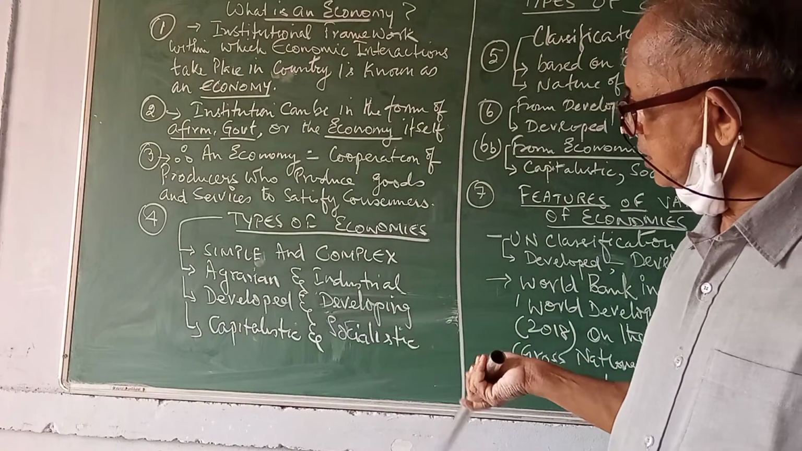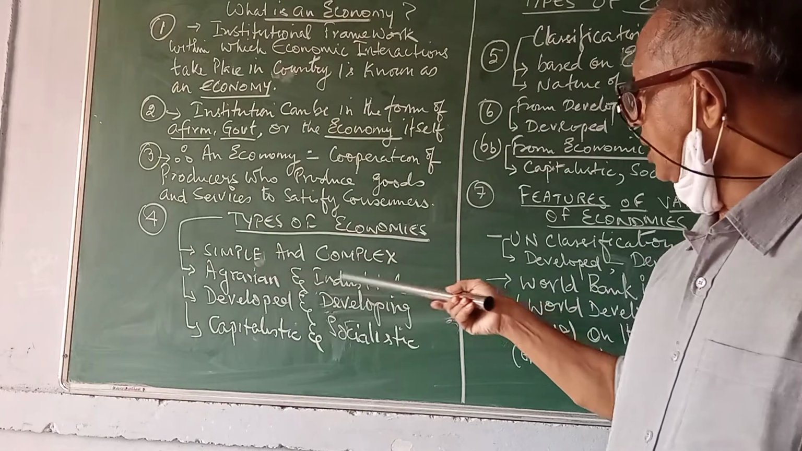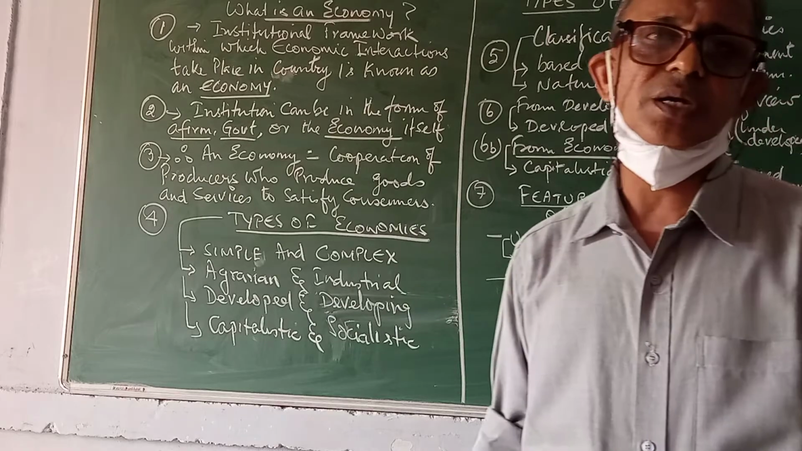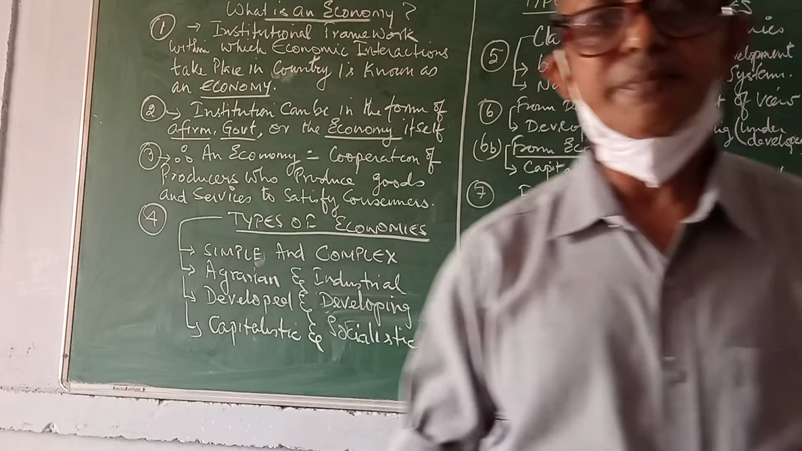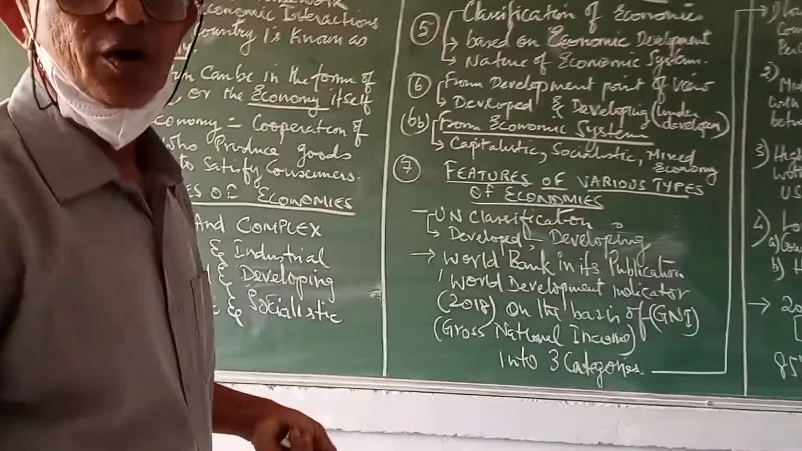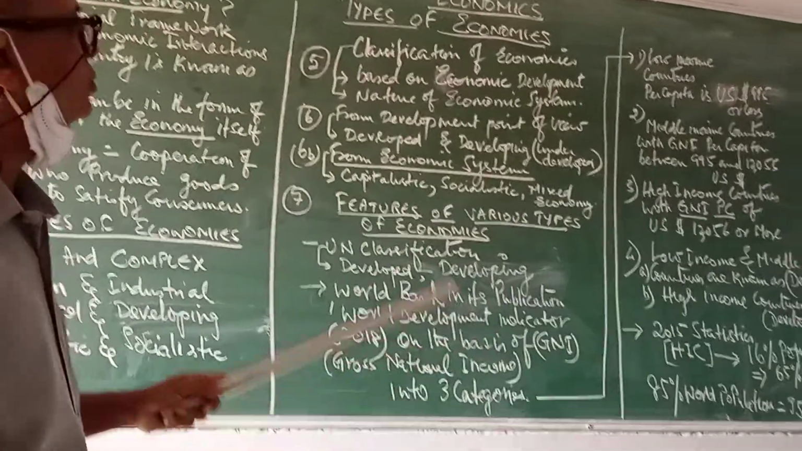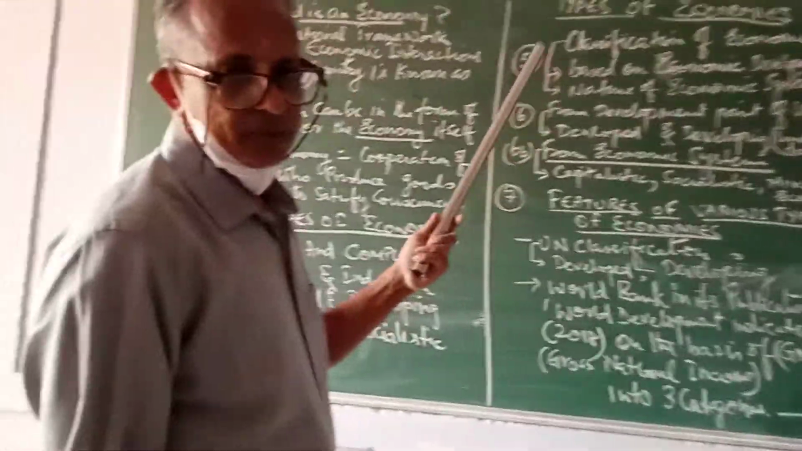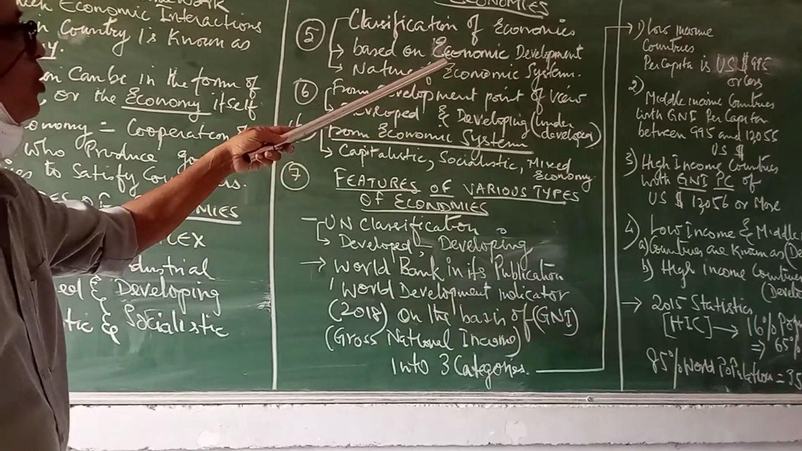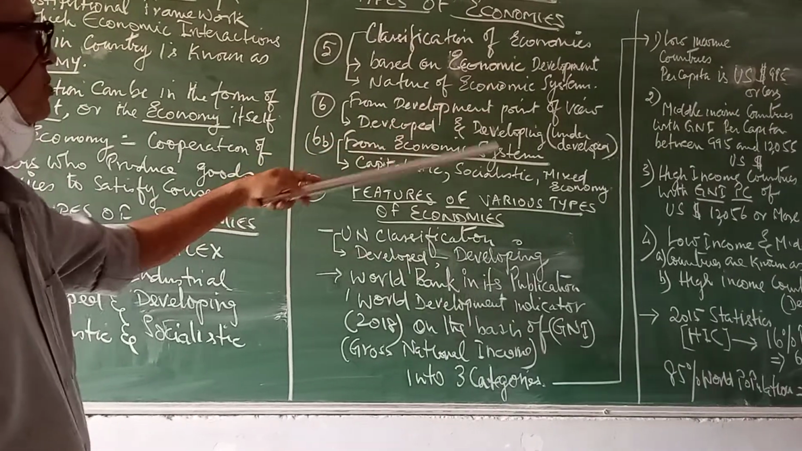Now, what are the types of economies? There are 8 types of economies: simple economy, complex economy, agrarian economy, industrial economy, developed, developing, capitalistic and socialistic. Each one of these we will be discussing separately. But before discussing this, we should know how the economies are classified. Economies are classified based on 2 vital points: economic development and nature of economic system. Okay.